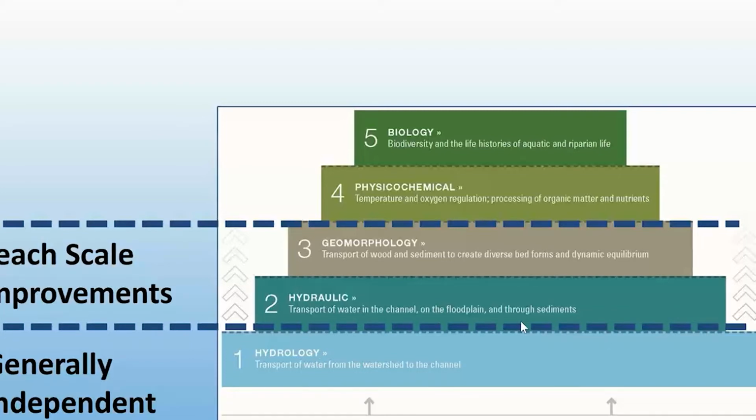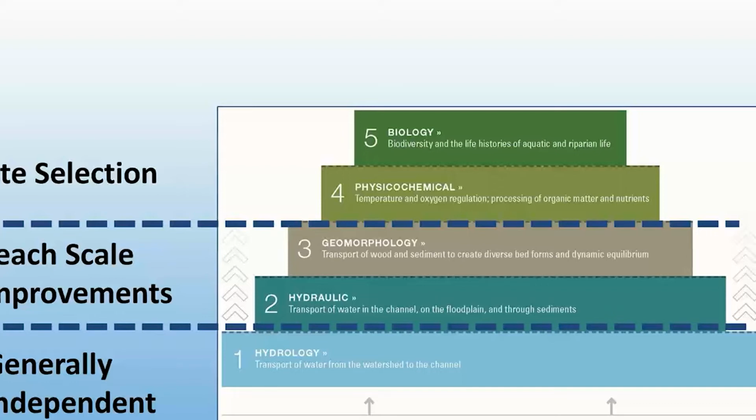However, the hydraulic and geomorphology categories is really where the action is. That's where stream restoration practitioners spend the most time manipulating parameters and processes in these two categories to yield a result. And then the physicochemical and biology have a little bit more to do with site selection in terms of showing improvement than the reach scale improvements alone.